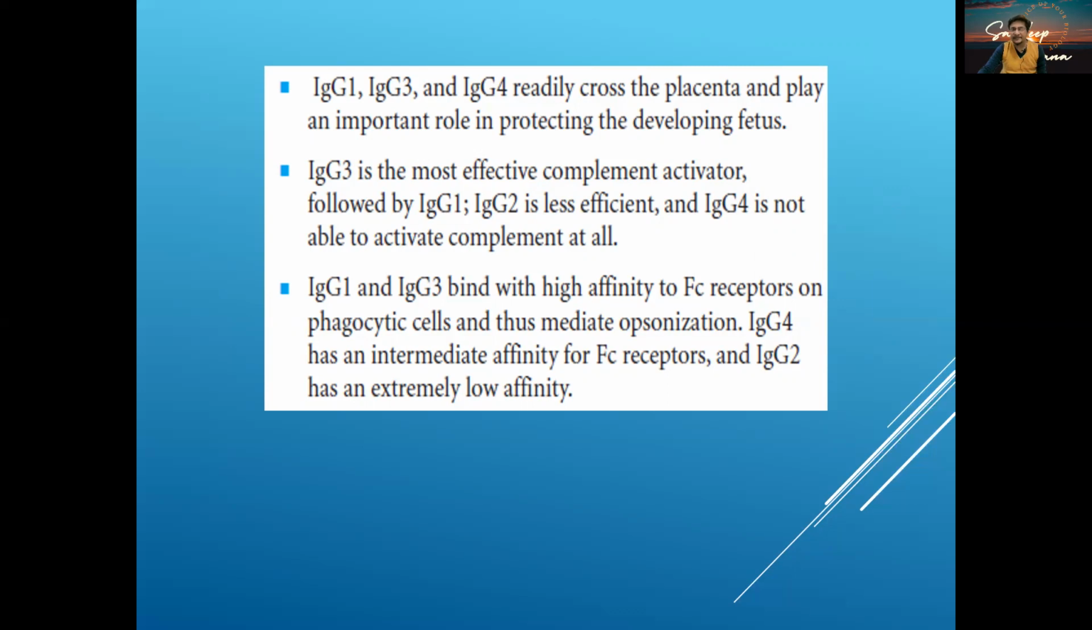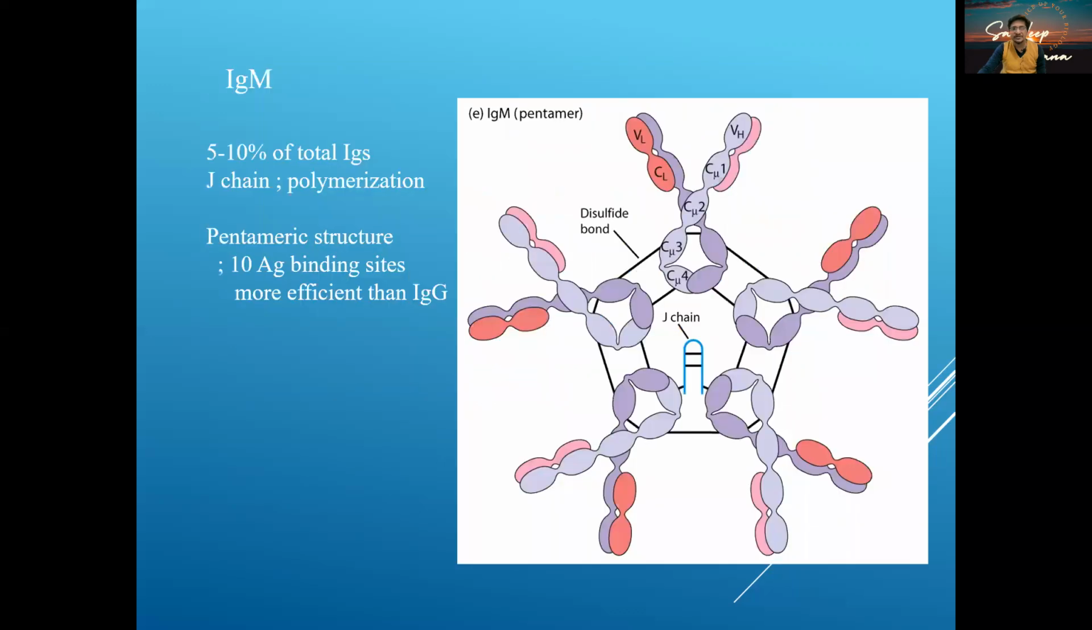IgG1 and IgG3 bind with a high affinity to the Fc receptor on phagocytic cells and thus mediate opsonization. It will cover up any antigen or any organism like a bacterium. IgG4 has an intermediate affinity for the Fc receptor, and IgG2 has an extremely low one. That means IgG1 and 3 have the high affinity to bind with the Fc region.